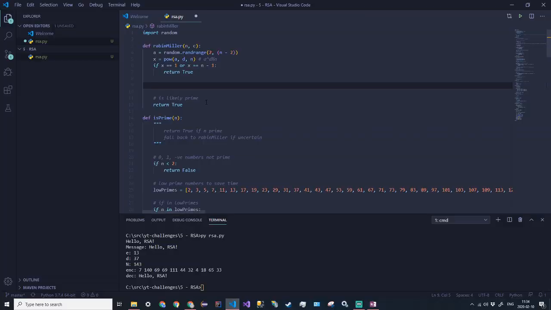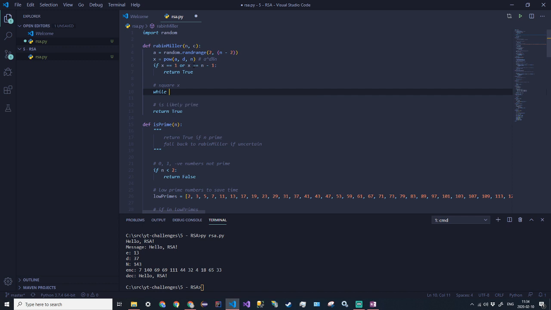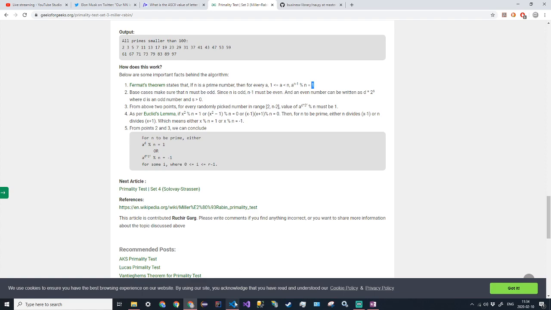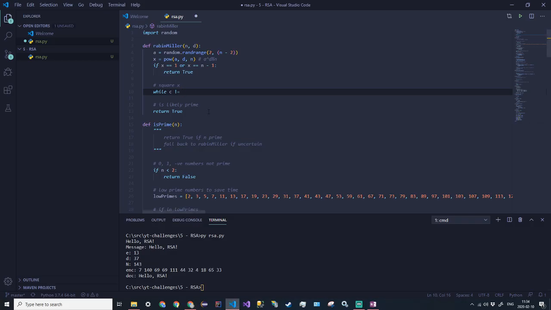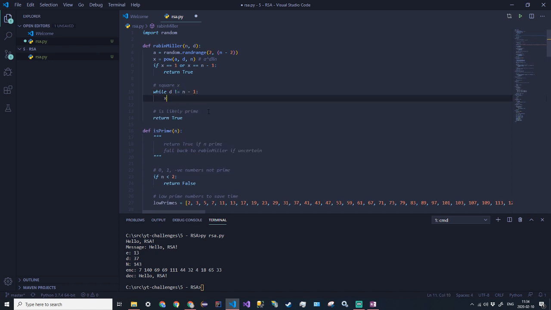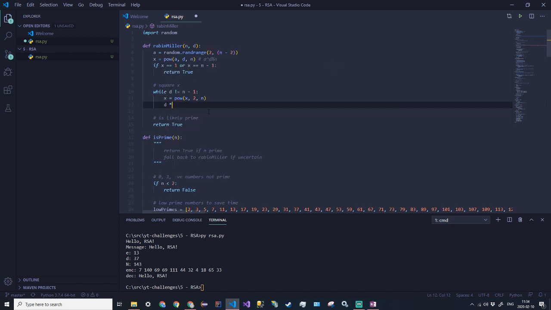We're essentially just going to keep doing that iteratively until d is equal to n minus 1. So square x. While d, or c, does not equal, let me just make this a d for now. I wanted to avoid confusion, but that's how this site says it. So while d does not equal n minus 1, we say x is equal to pow, so we're going to do some more modular exponentiation, x to 2, n. We're going to multiply d by 2.